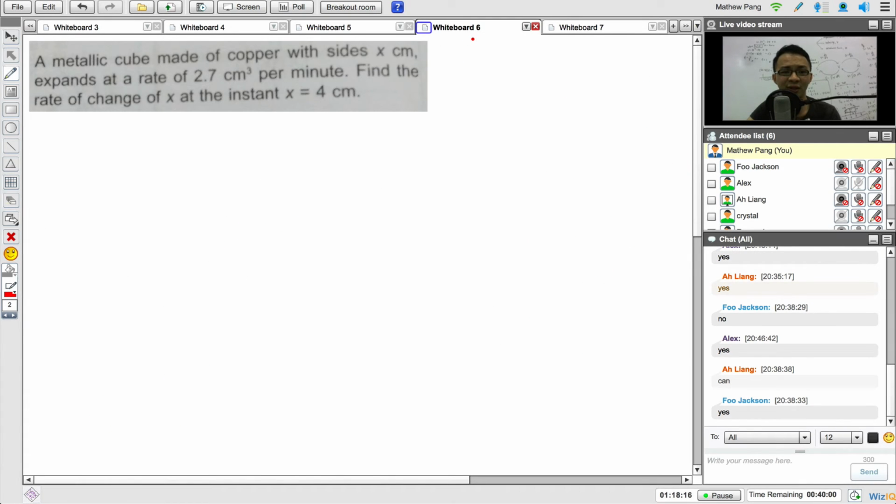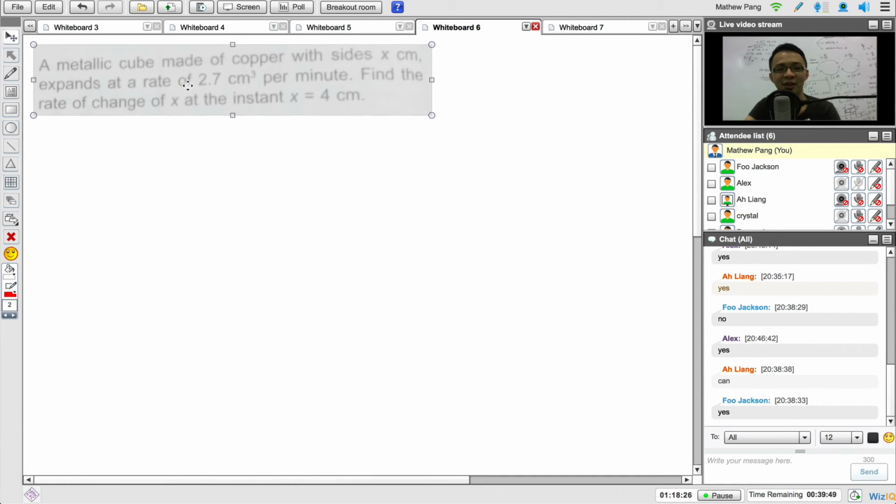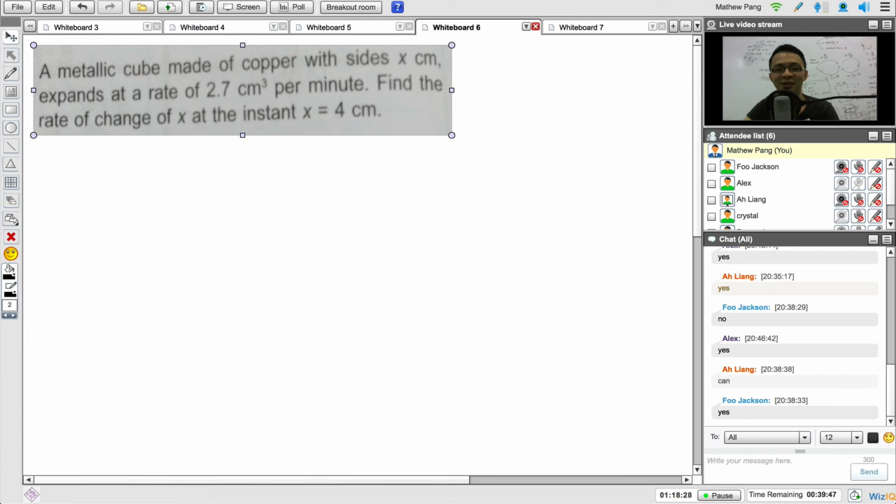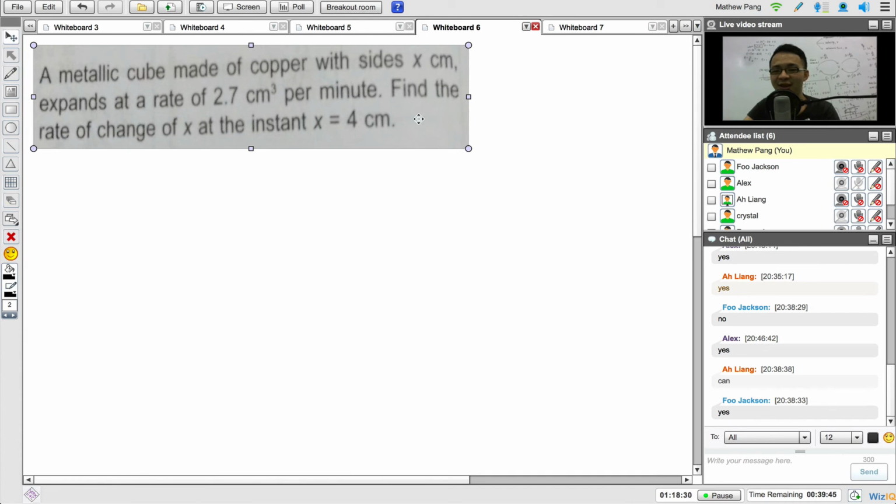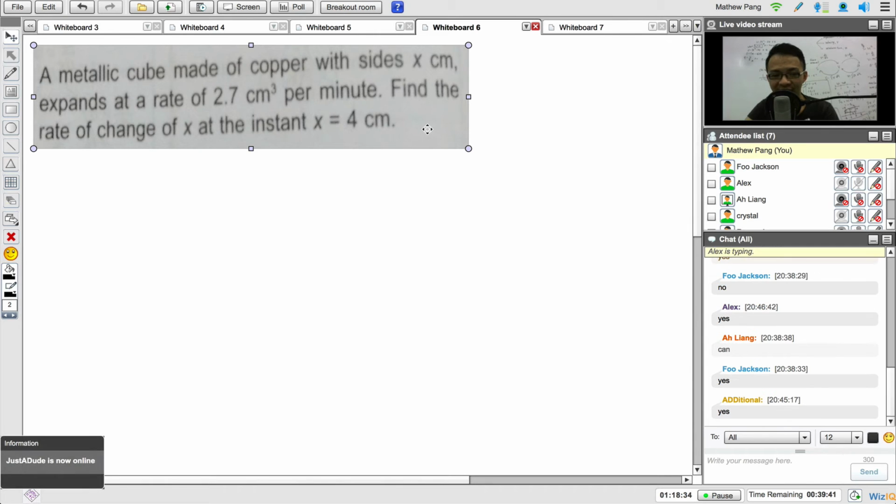Let me see, do I still have the small change? Okay, this is the rate of change. Alright, let's have a look. I guess some of you cannot see the question also. Can you see the question right now? Can, right? If can, then I'm going to move on.